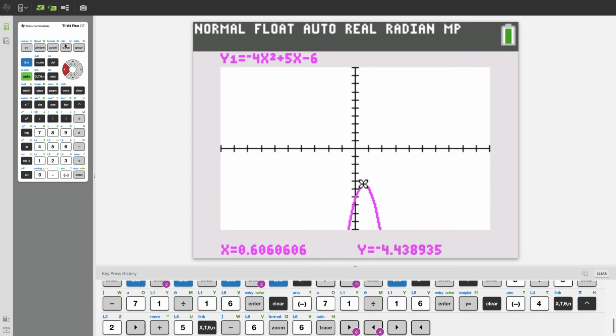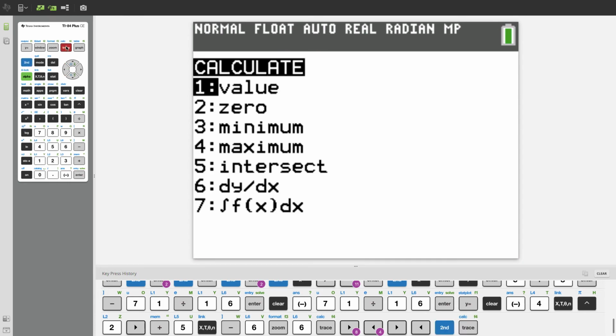Exactly. Above trace, it says calculate. Anything you want your calculator to find exactly for you, you have to get to it. So how do I get to that calculate? Second, trace. Under there, we have value, we have zeros, which are x-intercepts, we have maximums and minimums, and intersects where two things would cross. And 6 and 7 have to do with calculus, so that isn't going to be for you guys.